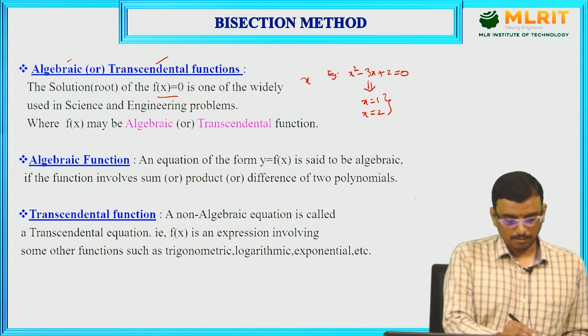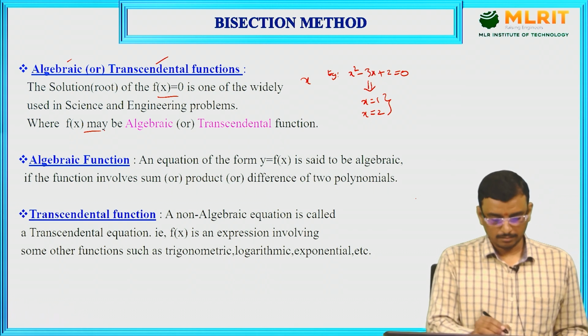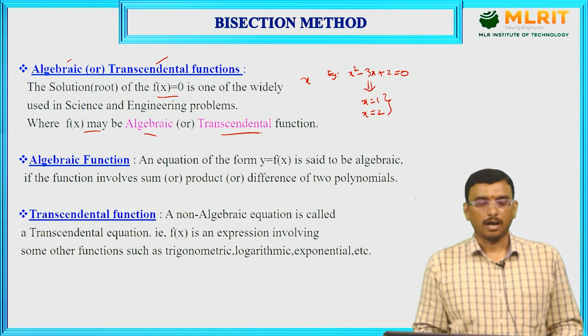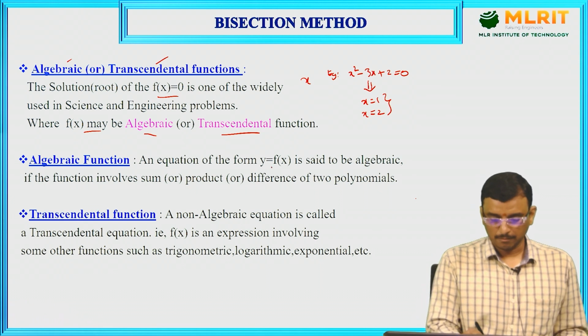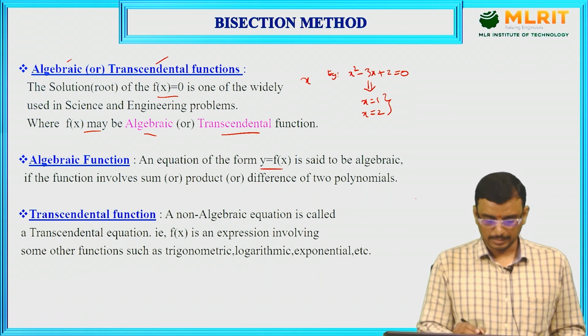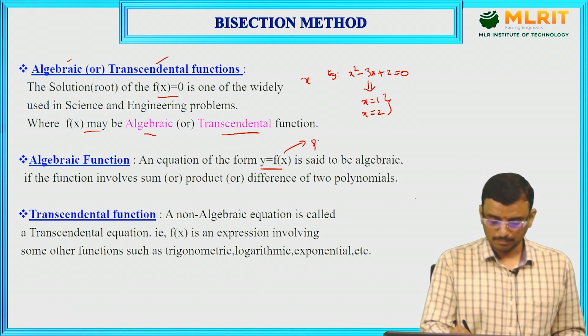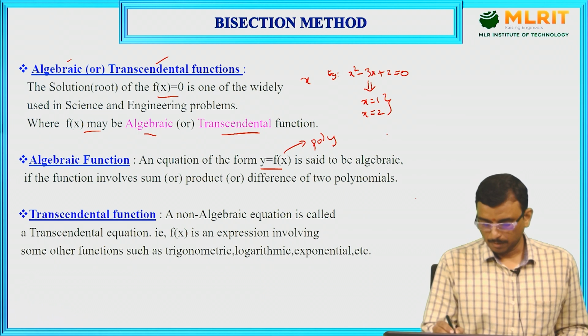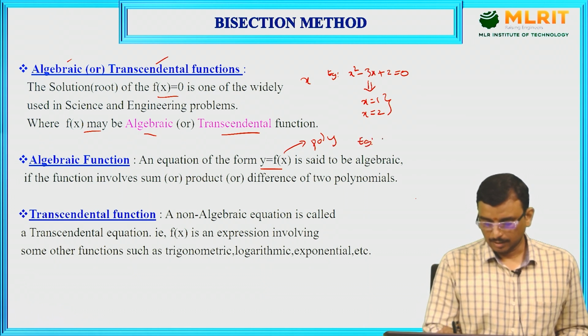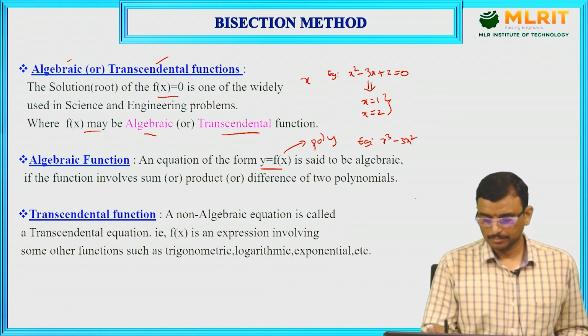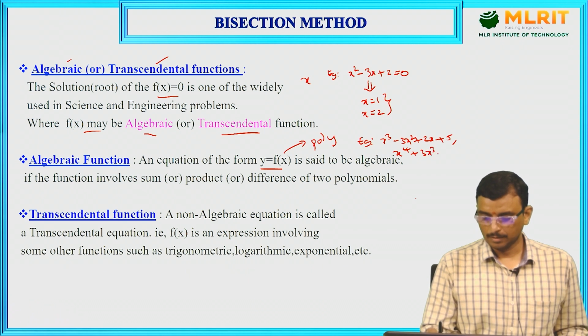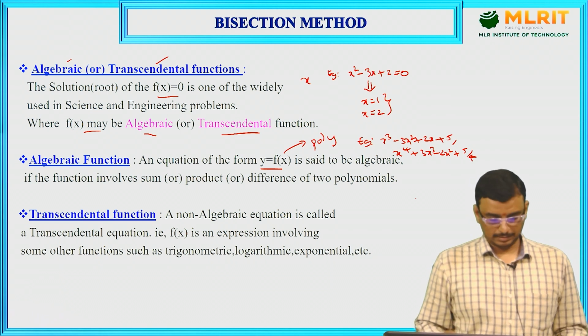These are called the roots of the equation x square minus 3x plus 2 is equal to 0. And this function f of x may be algebraic or transcendental. Algebraic, an equation of the form y is equal to f of x, means the function can be expressed in terms of a polynomial. For example, x cube minus 3x square plus 2x plus 5, or x power 4 plus 3x cube minus 2x square plus 5 by 4. So, these are algebraic equations.